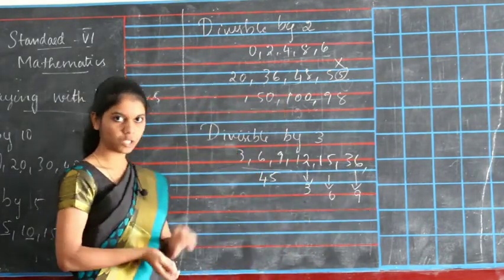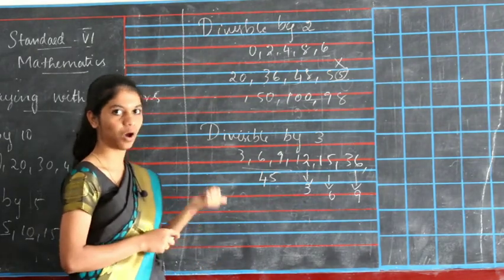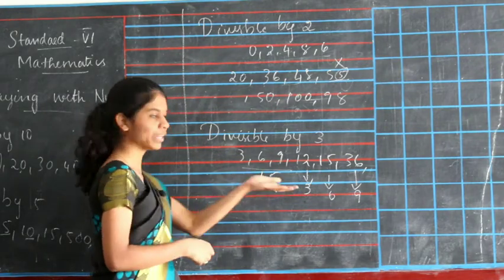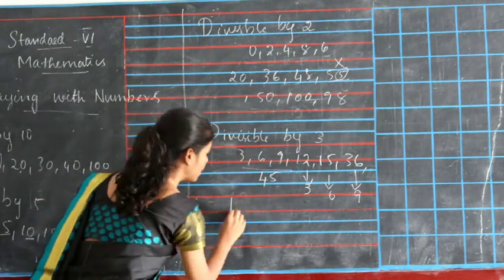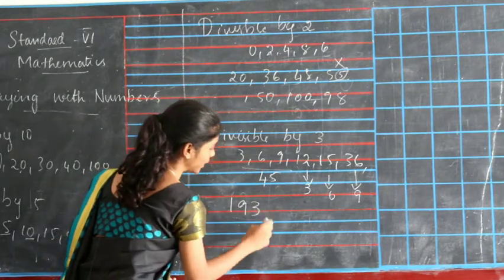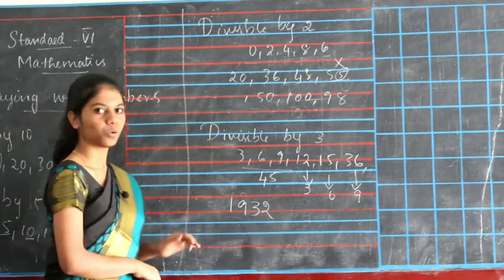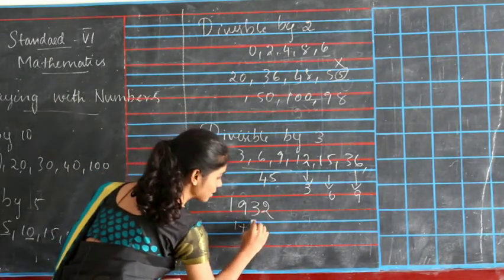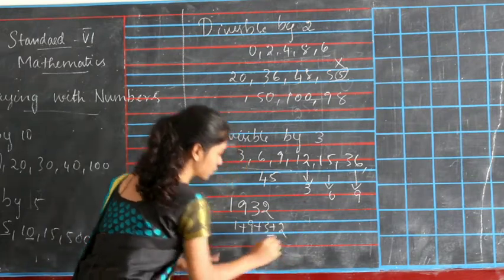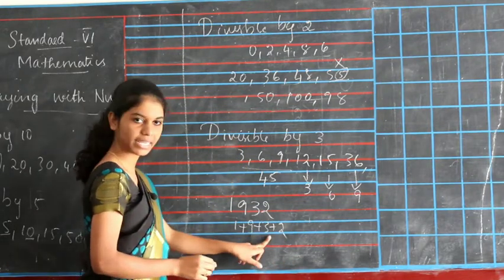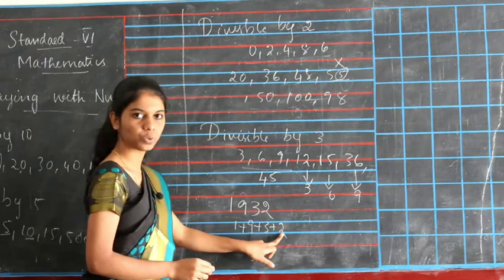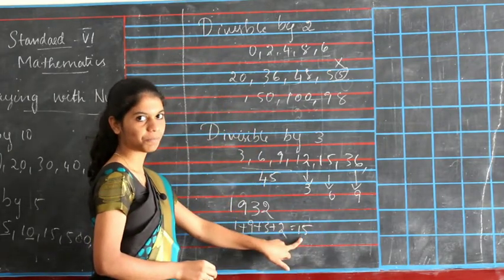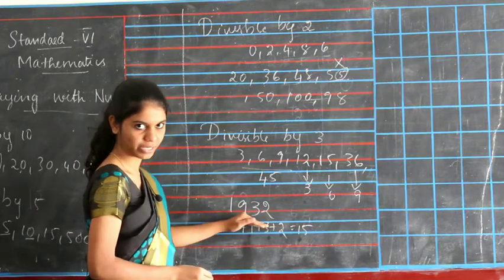So in order to find whether a number is divisible by 3 or not, add the digits, however many digits there may be. For example, 1932. In order to find this, add all the digits: 1 plus 9 plus 3 plus 2. So 1 plus 9 is 10, 10 plus 3 is 13, 13 plus 2 is 15. So 15 can be divided by 3, right? So this number can be divided by 3.